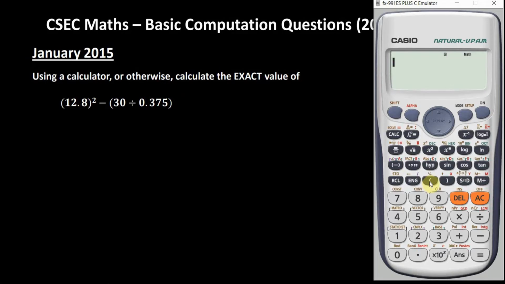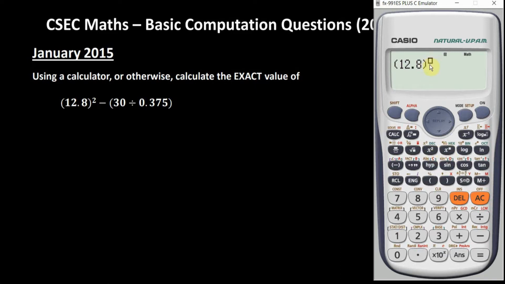So start off with an open bracket. We have 12.8, close bracket. Then we have the square symbol here, and this is one way how to do it. Now another way how we could actually get the square symbol is to use this option right here. So we can either use this one as I did previously, or we can use this one.